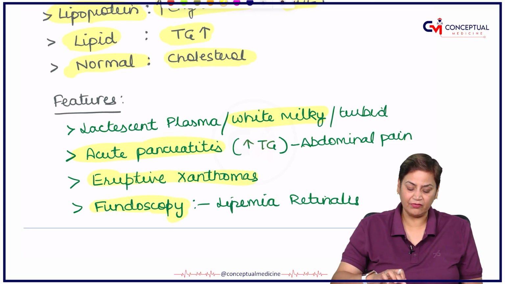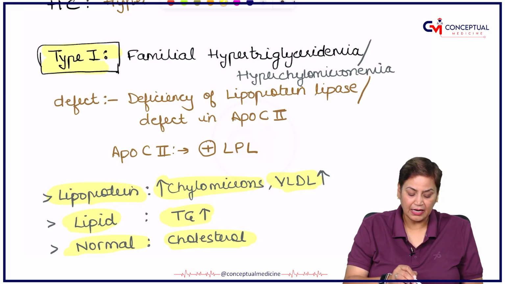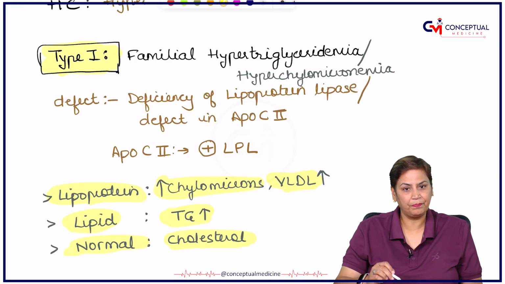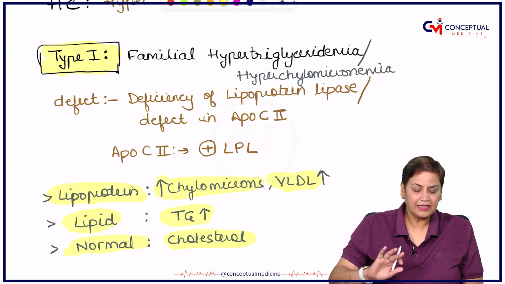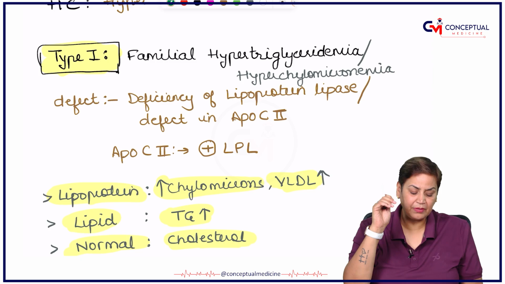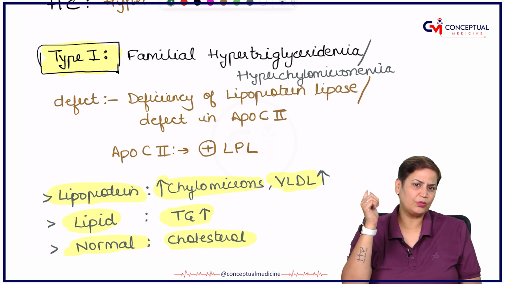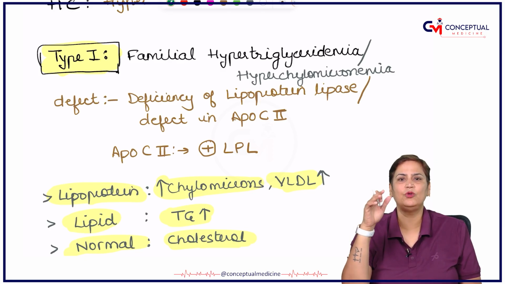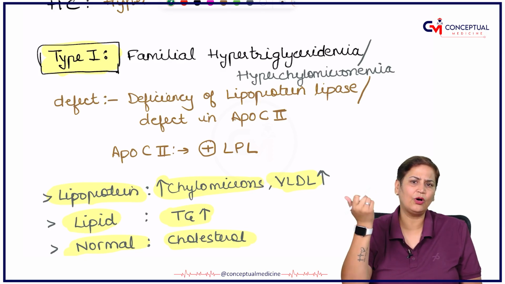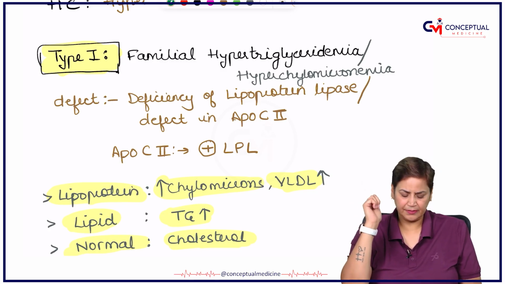So this is our type 1 hyperlipoproteinemia. Clear? And this is autosomal recessive. Because if I am not mentioning the mode of inheritance, it has to be autosomal recessive. If it is X-linked, I am going to mention it, or if it is dominant, I am going to mention it, if it is different from the rest.